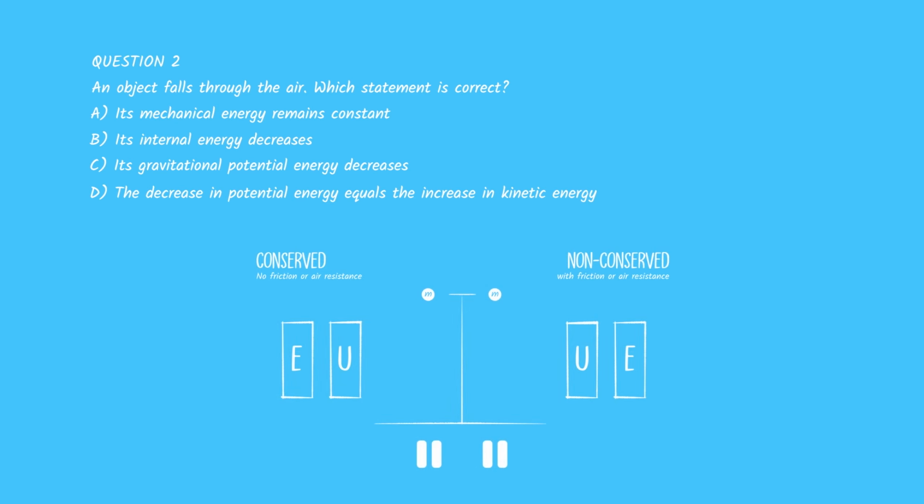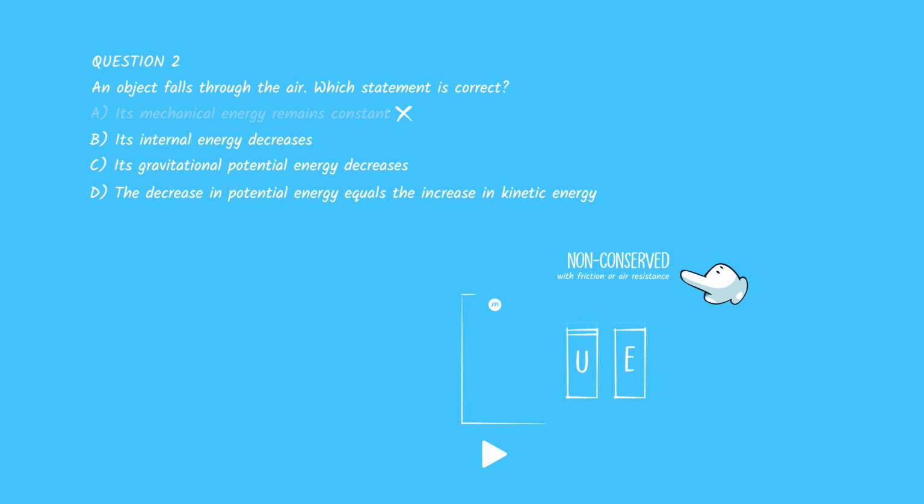Sometimes, the problem doesn't clearly say if energy is conserved or not. You have to catch the hints. Here it says the object falls through the air, not in a vacuum. Got it? Let's go through the options. A can't be right. The object is falling through the air, so mechanical energy is not conserved. It definitely doesn't stay constant. It decreases. B is definitely wrong.